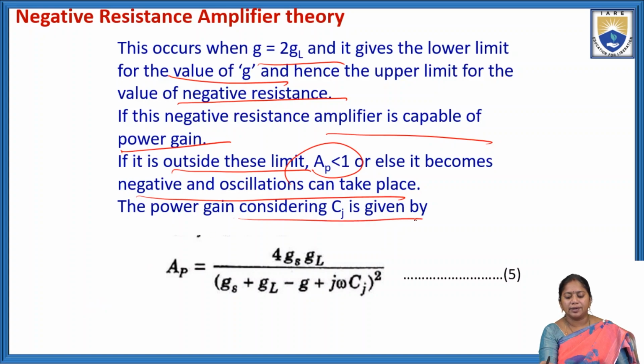Hence, the power gain considering Cj is given by AP equal to 4 into Gs into GL divided by (Gs plus GL minus G plus j omega Cj) whole square, that is equation 5.